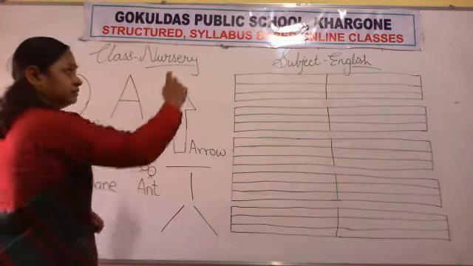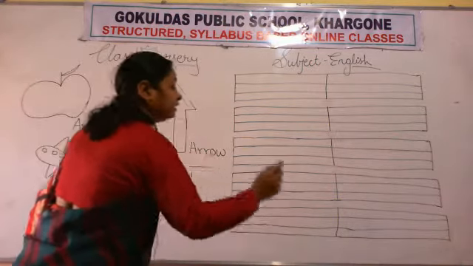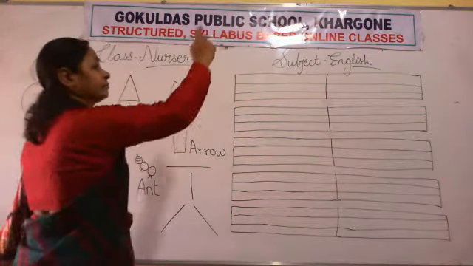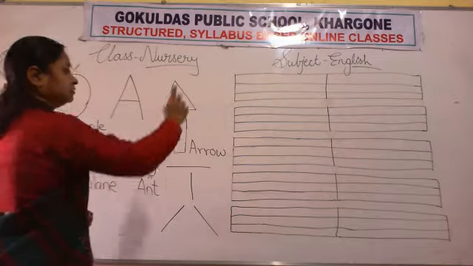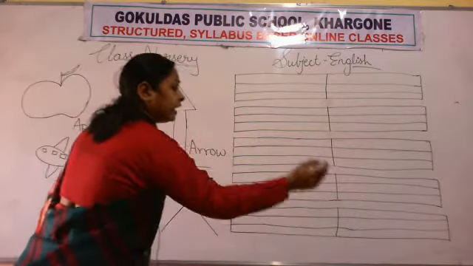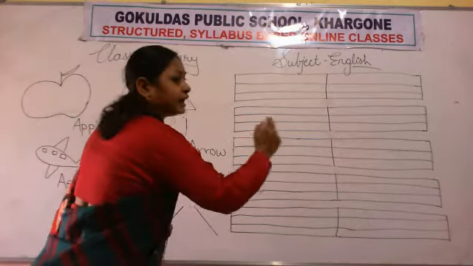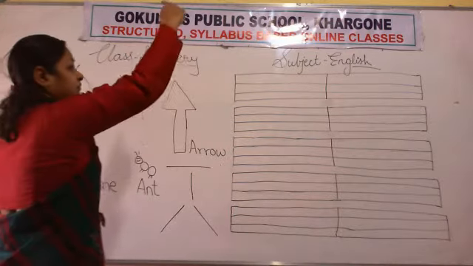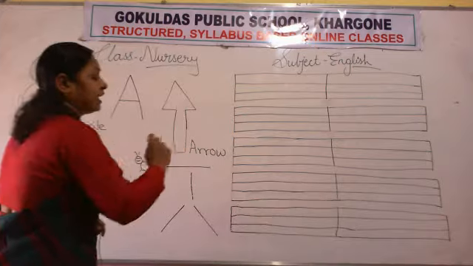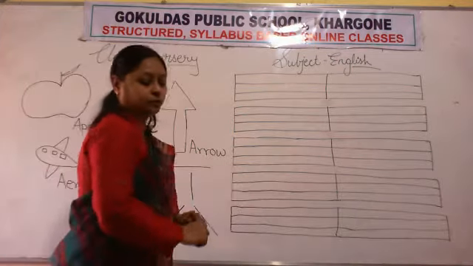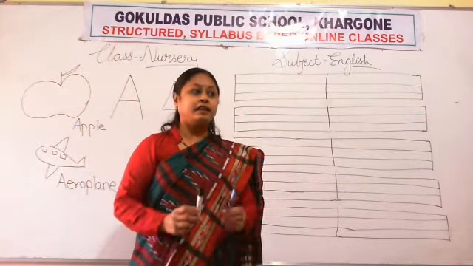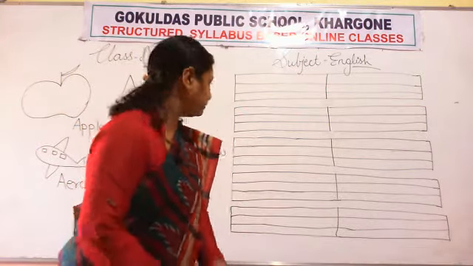Slanting line, and in middle sleeping line. How will you write? Slanting line, and then sleeping line. Okay? Slanting line, and then sleeping line. Very good. So, which letter is this? Letter A.